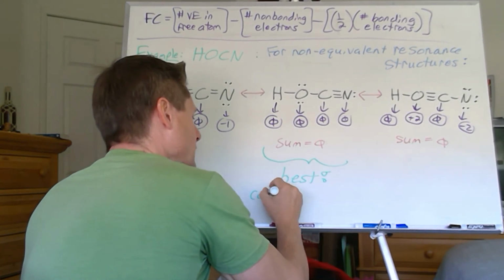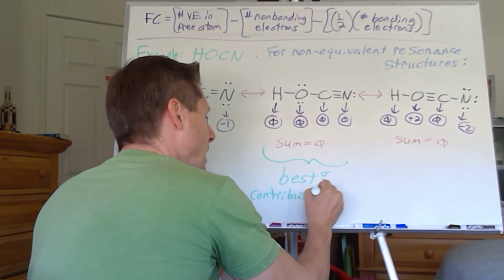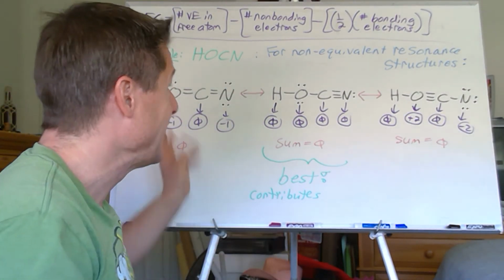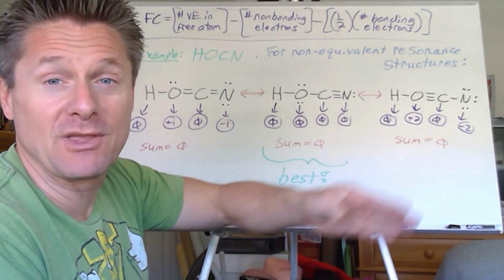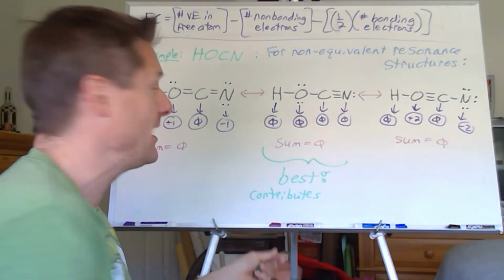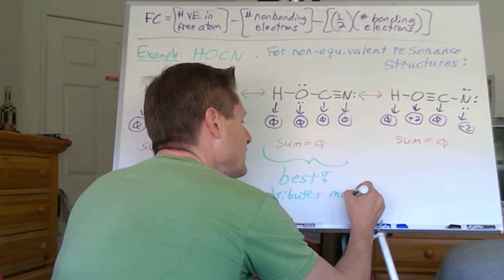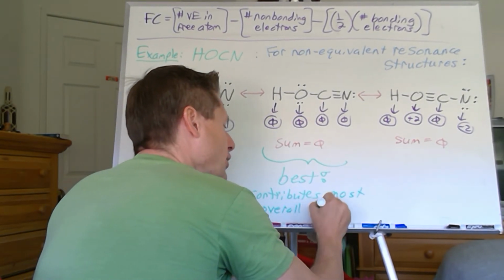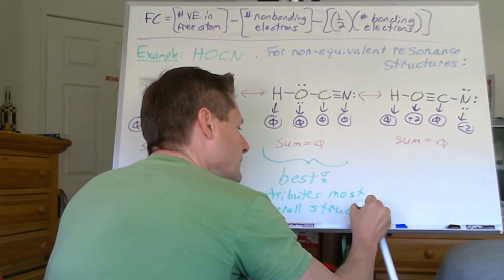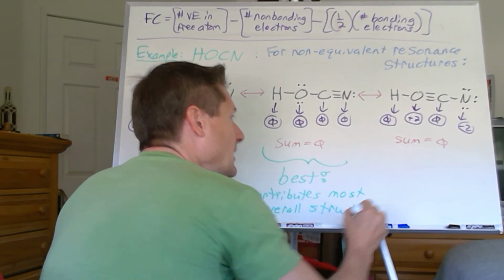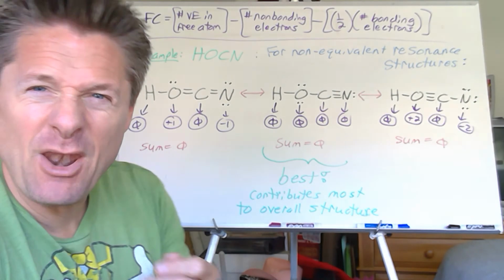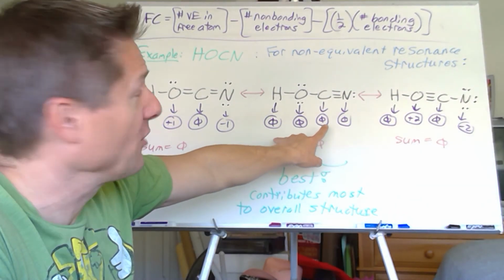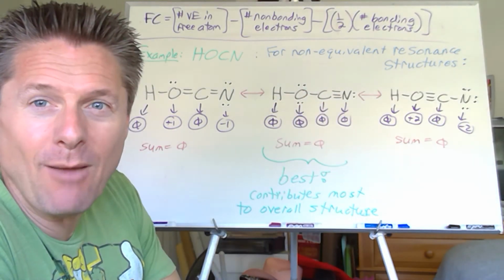So this contributes the most, probably some huge percentage. I don't know what it is, some huge percentage. This is not carbonate where they all contribute 1/3. This is the majority of it. Contributes most to the overall Lewis structure. To the point where if you see that on my test, and you can immediately go to one that has all formal charges of 0, I'm okay if you just show me that one.